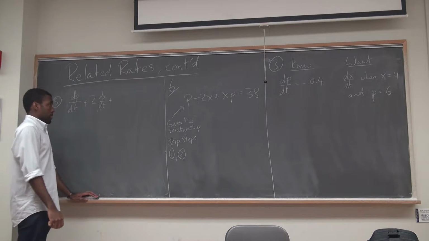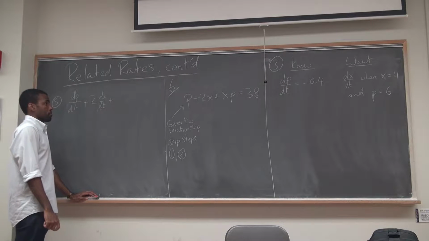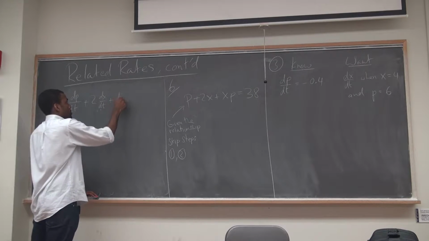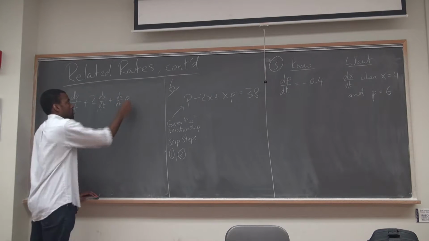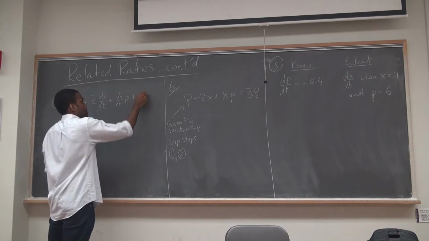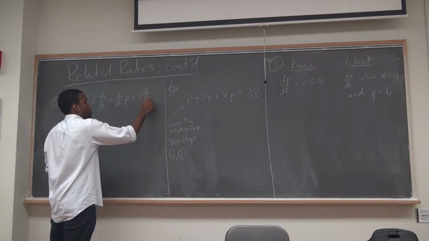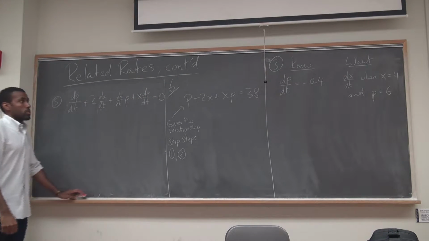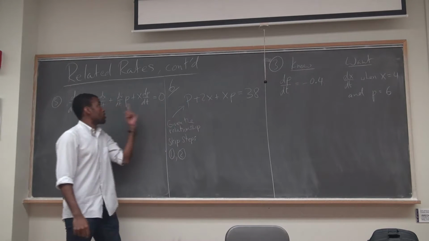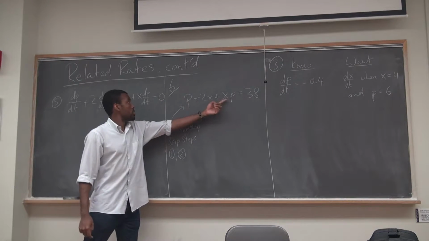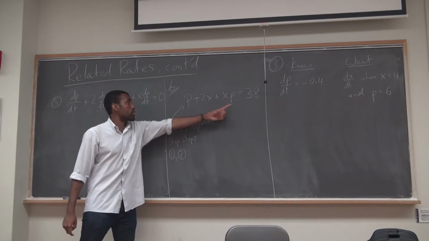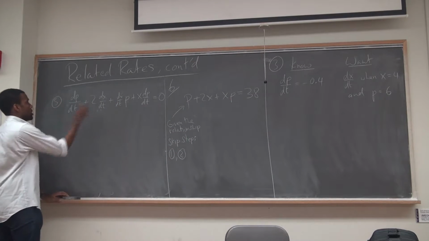What's the derivative of x times p? By the product rule, it's dx/dt times p plus x dp/dt, equals 0. So I differentiate the x, which gives dx/dt, leave the p alone, then leave the x alone and differentiate the p, which is dp/dt.